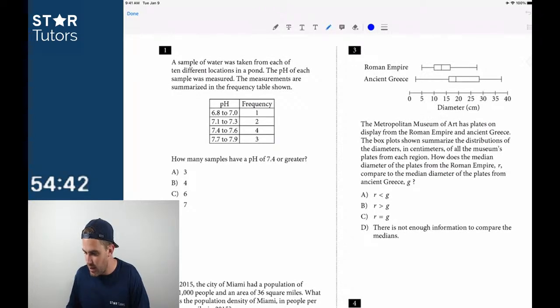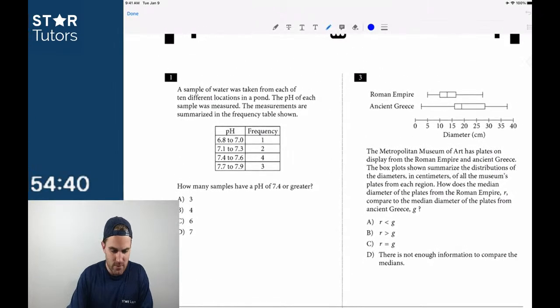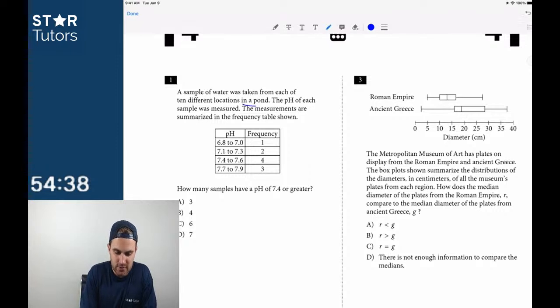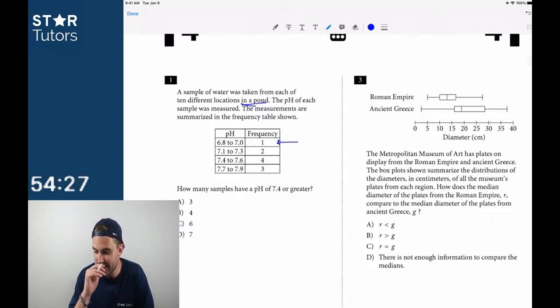So, this first one: a sample of water was taken from each of the 10 different locations in a pond. Be very careful, write everything out. The pH of each sample was measured. The measurements are summarized in the frequency table below. Okay, frequency table means that there was a frequency here from 6.8 to 7.0.